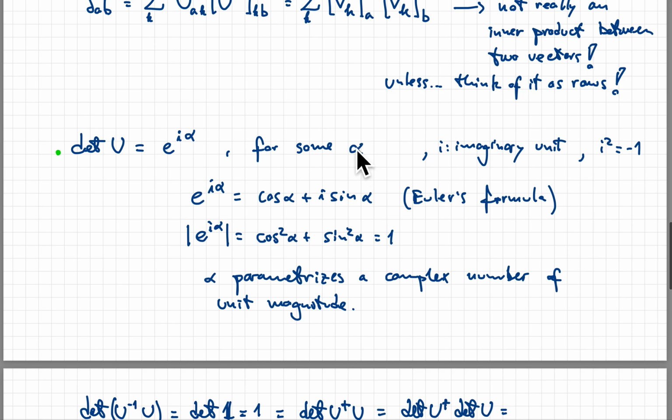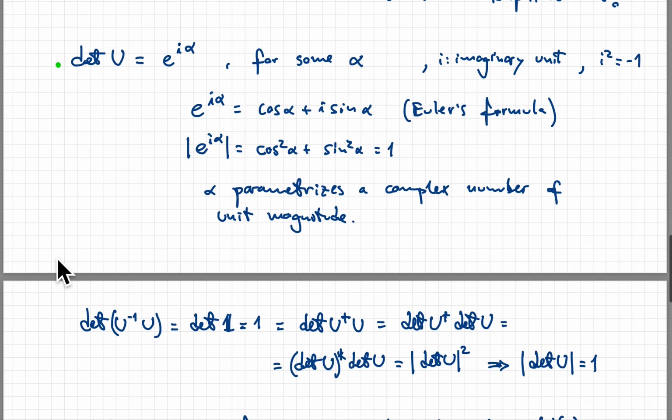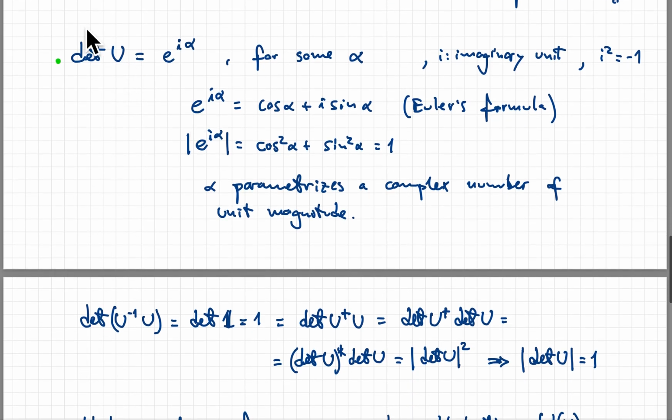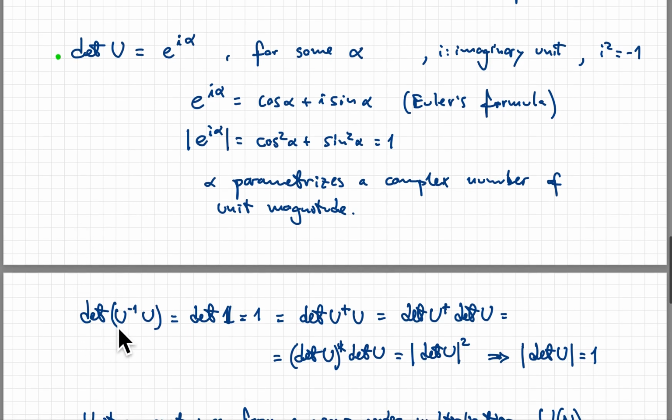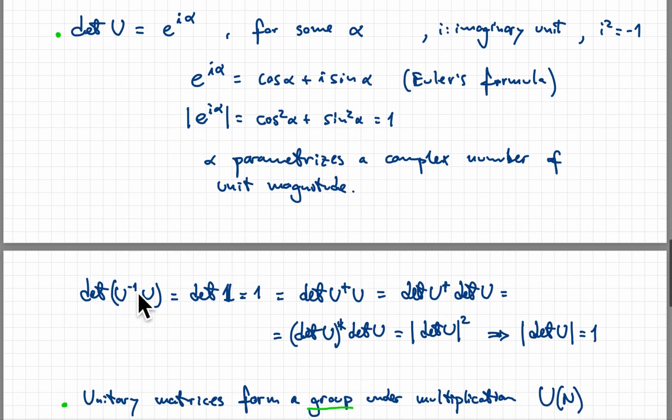So there's some real alpha such that e to the I alpha is the determinant of whatever unitary matrix you're talking about. And you can see that the magnitude of the determinant of any unitary matrix has to be 1, because we know that the determinant of U inverse U is 1. It's just the determinant of the identity, which is 1. But by the same trick we worked with before, which is the main property of unitary matrices, U inverse is U dagger. And so we go from here to here.